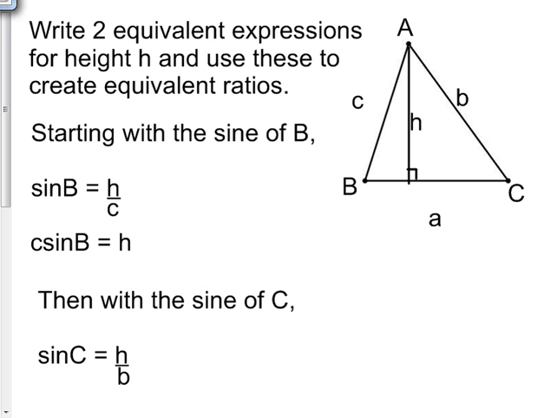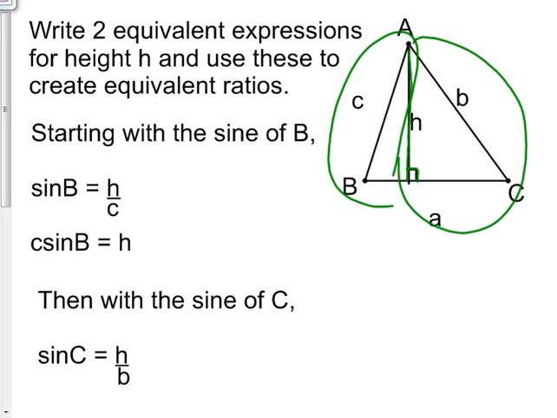Okay, the first thing we need to do when we're trying to prove a law like this is figure out some way to use our prior knowledge, so to use our primary trig functions. To do this, I added the height. Now the height of a triangle forms a 90-degree angle inside of an acute triangle. That means that I now have two different triangles that are both right angle triangles, and I can use my primary trig ratios within this.